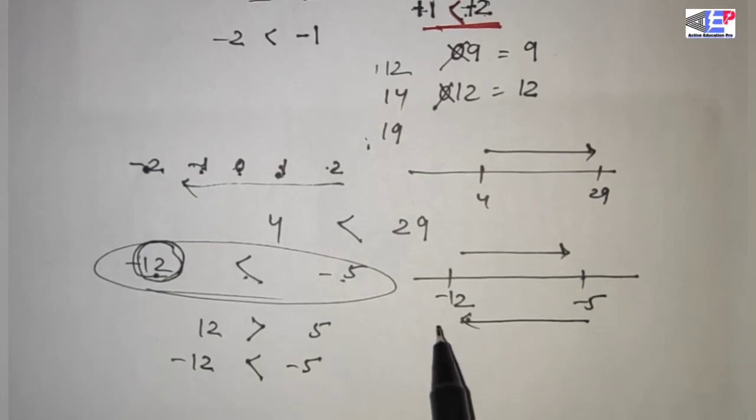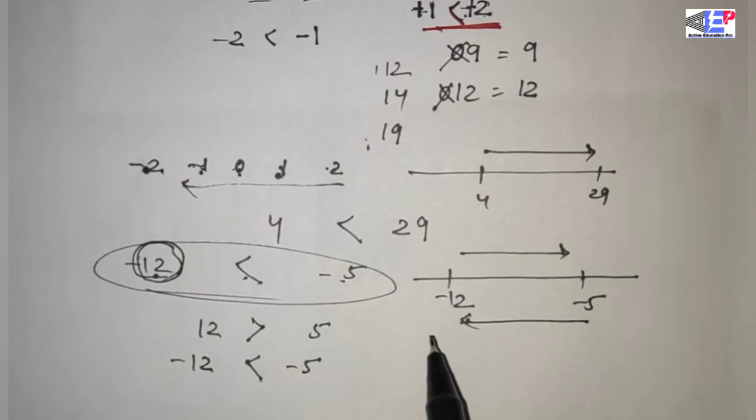Otherwise it is not possible to draw a number line in each case, so you have to follow this rule. If both are negative integers, then you first have to detect which negative integer has the smaller numerical value.